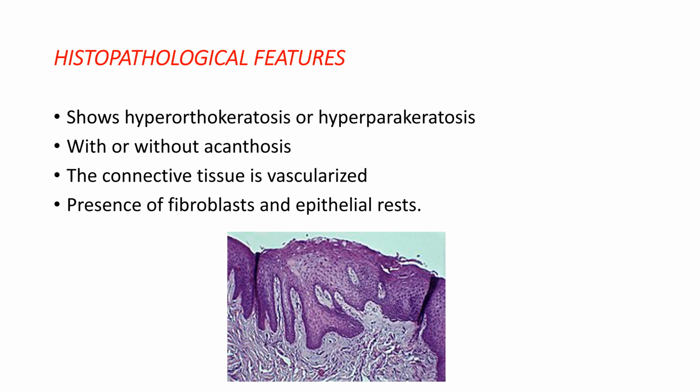Histopathological features of retrocuspid papilla show hyperorthokeratosis or hyperparakeratosis. In the picture you see there is hyperkeratinization. That hyperkeratinization can be hyperorthokeratinization or hyperparakeratinization with or without acanthosis. The connective tissue is more vascular, with more blood vessels, and presence of fibroblasts and epithelial rests.